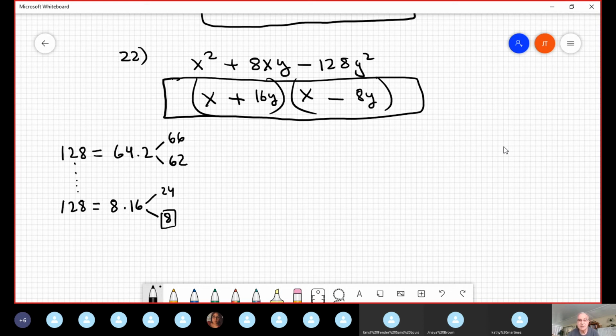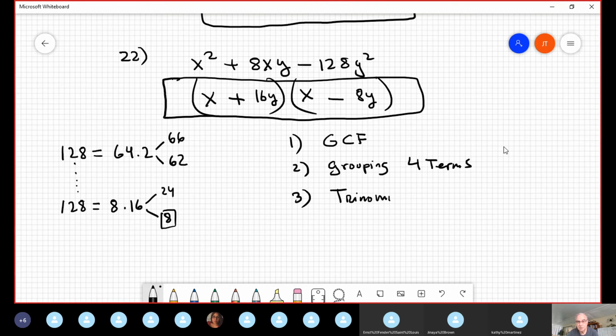Okay, that's so far, guys. We studied three techniques of factorization. The first one was GCF. The second was grouping. Grouping is four terms. And trinomial is three terms. And inside the trinomial, how do you know when to stop?